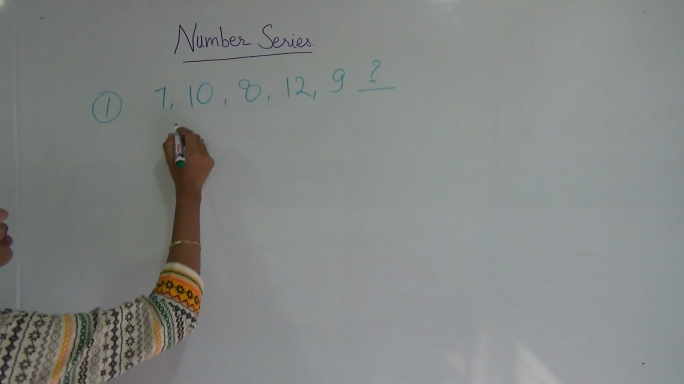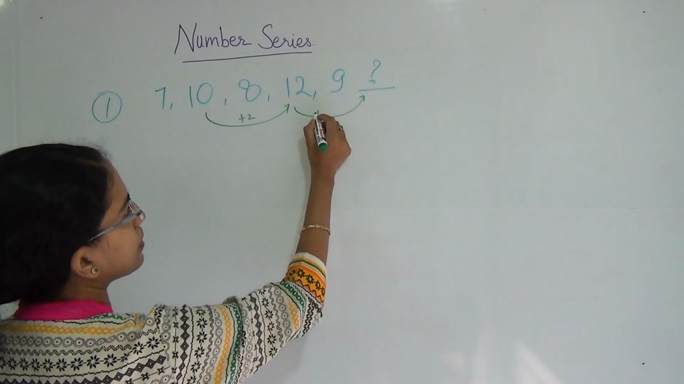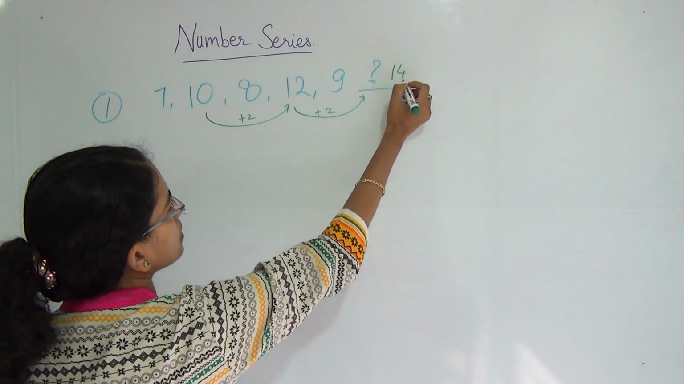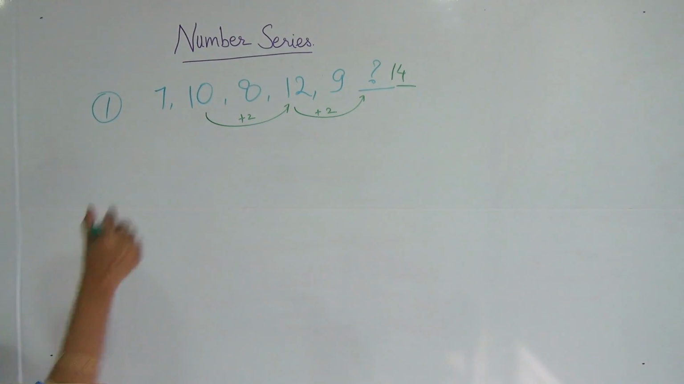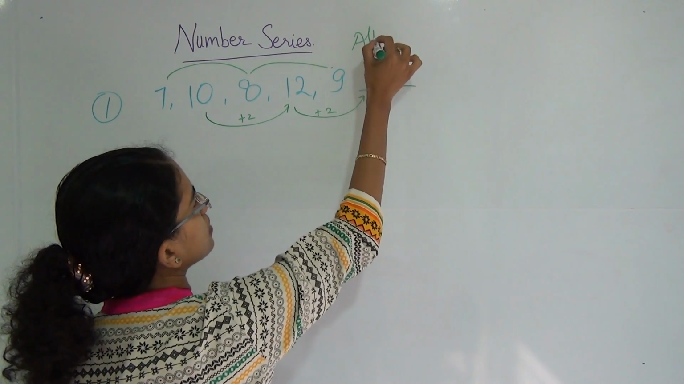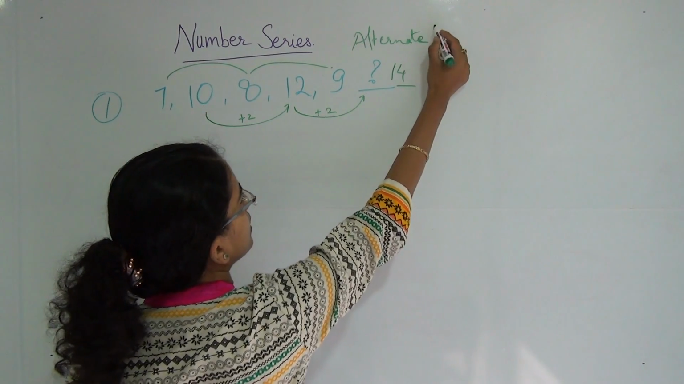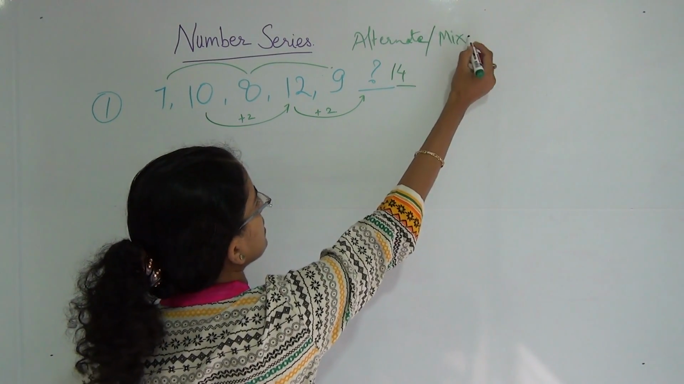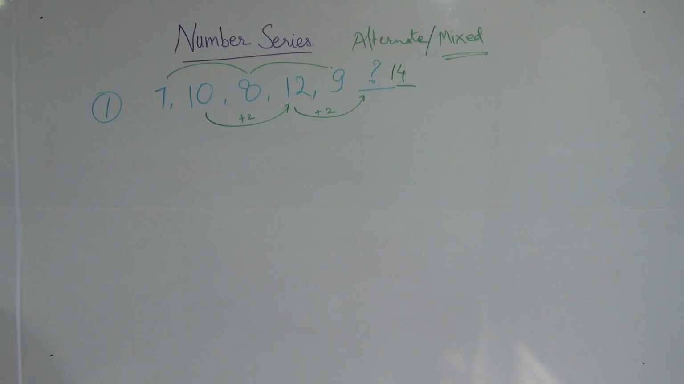So you have plus 2 here, and then again plus 2 here. So the next number should be 14. This is the first very simple question where we are talking about alternate series. So we are talking about an alternate or mixed series, and this is a mixed series example of simple addition and simple subtraction. Then we have the next question.